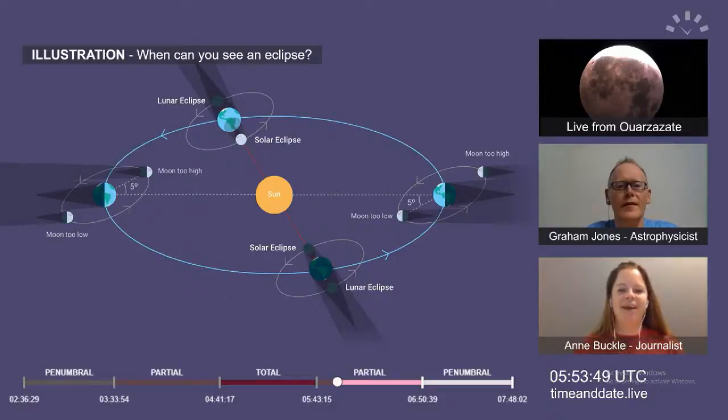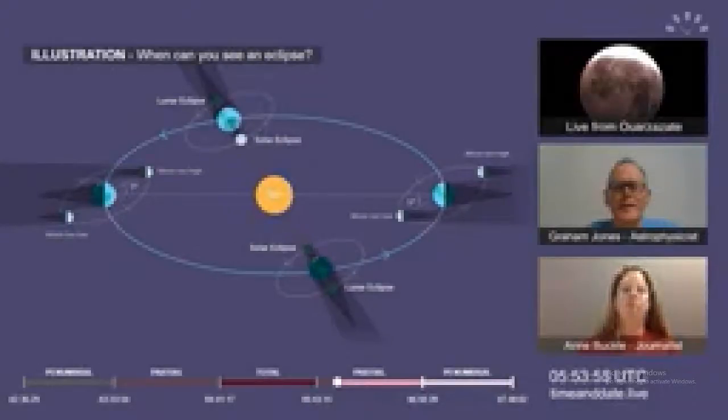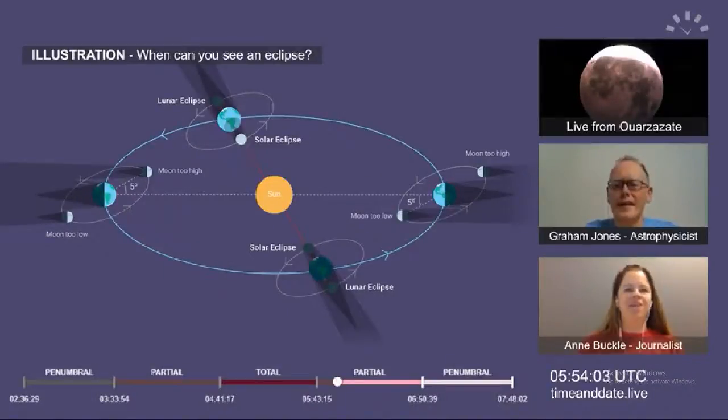Hello, we're back again, and we've been looking at those beautiful images from Griffith Observatory and from Morocco. But right now we've brought up a quite complicated diagram or illustration that I was hoping that you could explain to us, Graham.